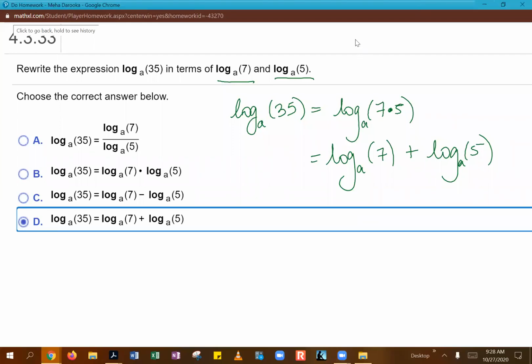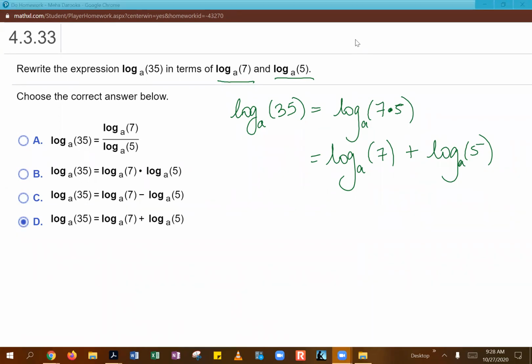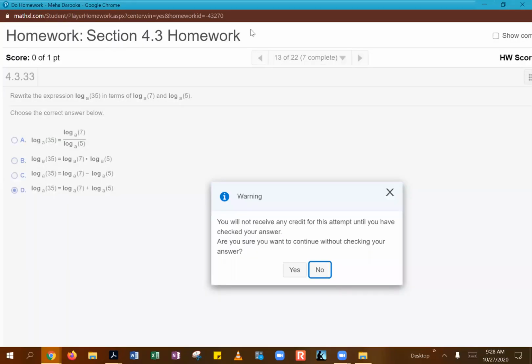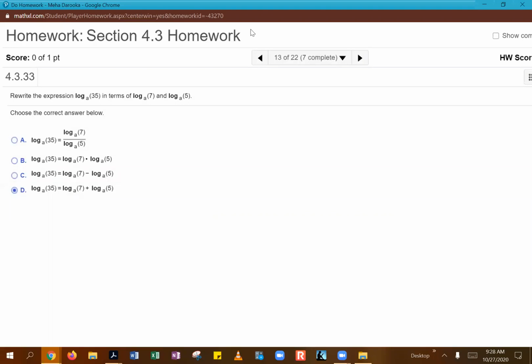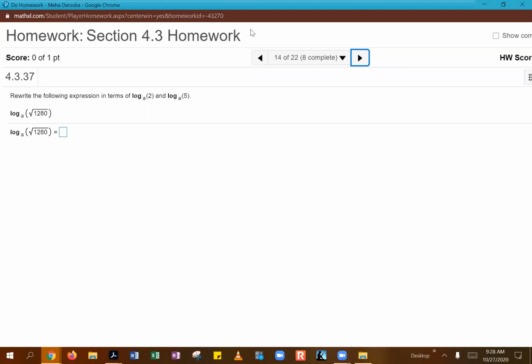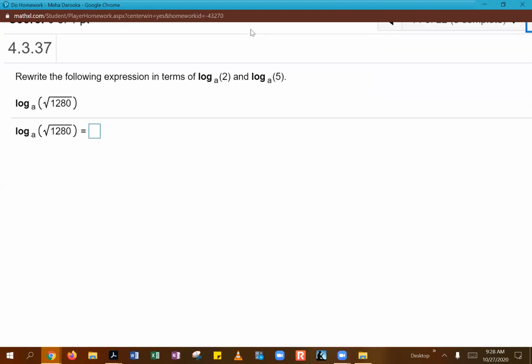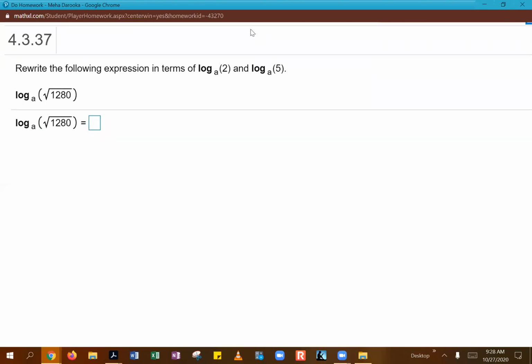So as I'm showing you with these examples, all of these are just different forms of using these product, quotient, and power rules. Now, sometimes you may have to use multiple different rules. I'm actually just going to walk you through this, but I want you to try this on your own when you do your homework.